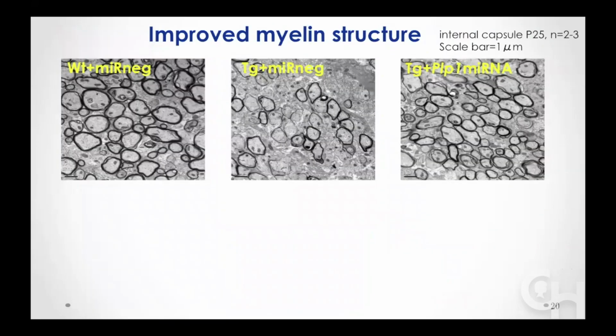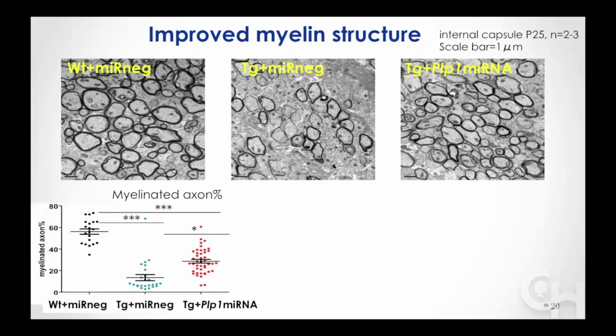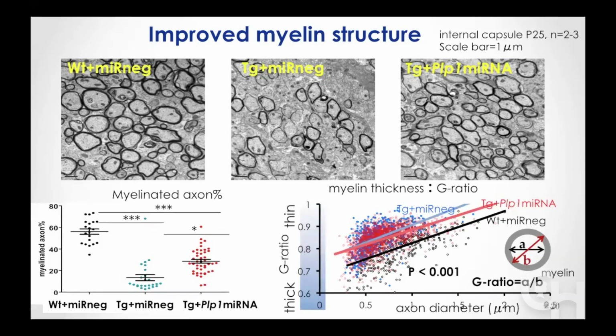These are electron microscopic pictures of myelin in the mouse brain. On your left, you see wild-type mice with normal myelin nicely wrapping around axons. And in the middle, TG mice show massive loss of myelin compared to the wild-type. But if you treat these mice with AAV microRNA, you can see the myelin is nicely rescued, with an increased number of myelinated axons when we count them. By measuring the axis of each myelin fiber, we also confirmed that the thickness of myelin is rescued.